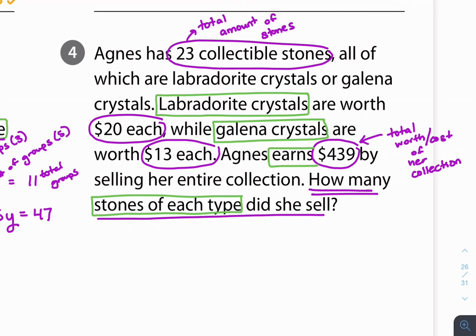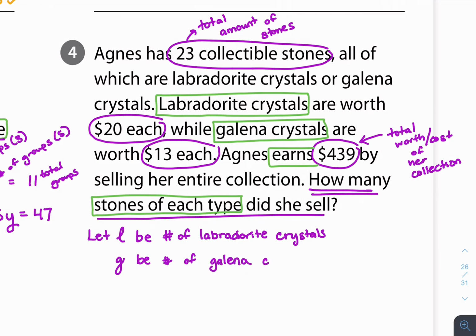So let's define our variables. So I'm going to say L. I'm going to write my L in cursive so I don't confuse it for a 1. Let L be the number of labradorite crystals. And let G be the number of galena crystals.